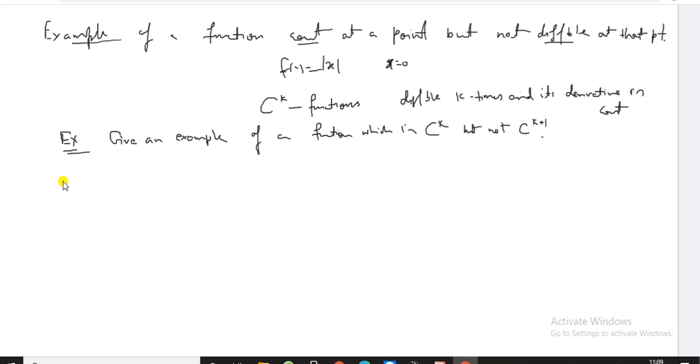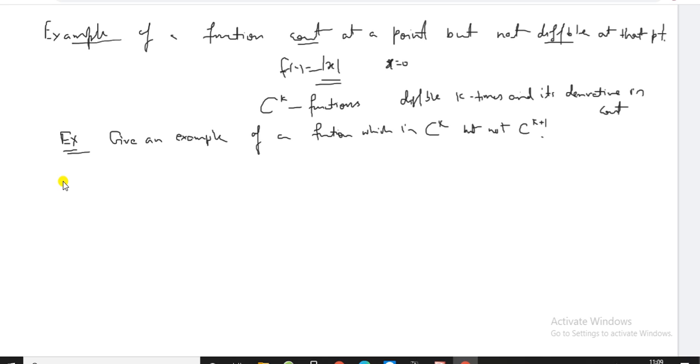This example is right for k equal to 0. C^0 is just the collection of continuous functions. So this mod x is continuous, but it is not C^1. It is not differentiable. In a similar way, you can construct a function which is k times differentiable and continuous, but it is not differentiable k plus 1 times.